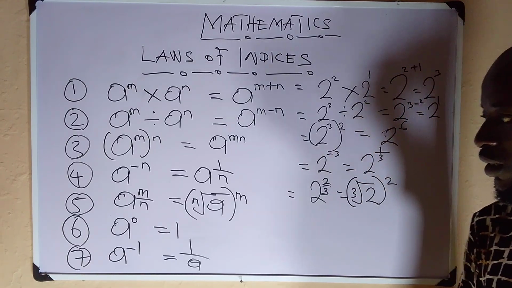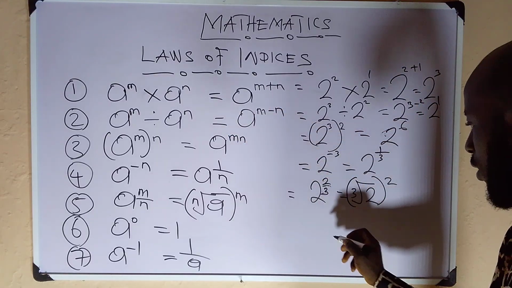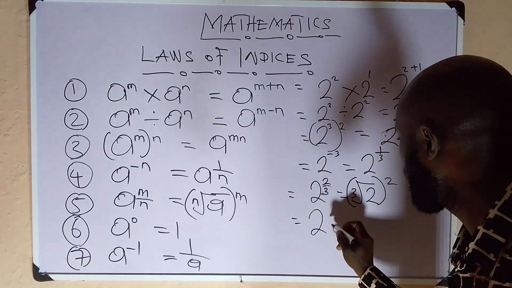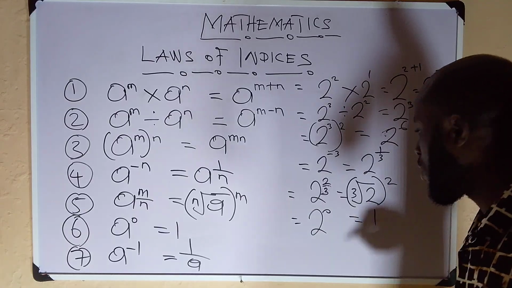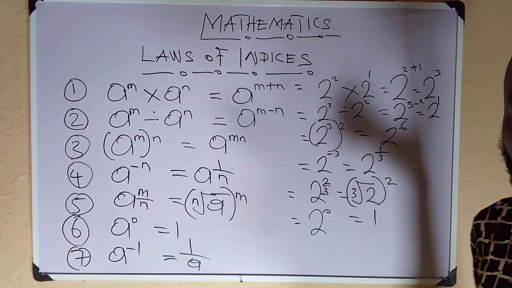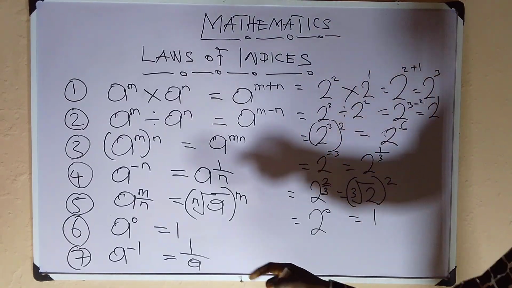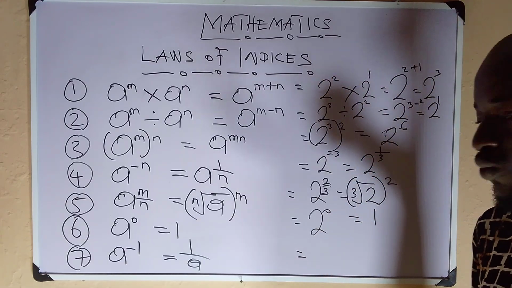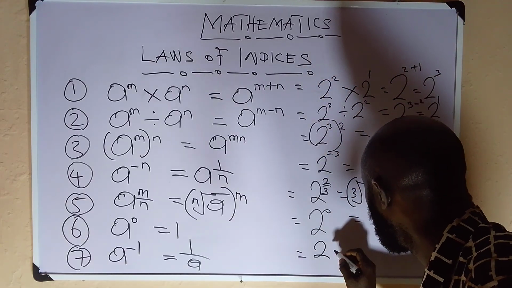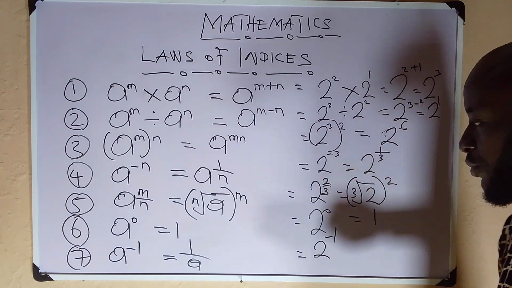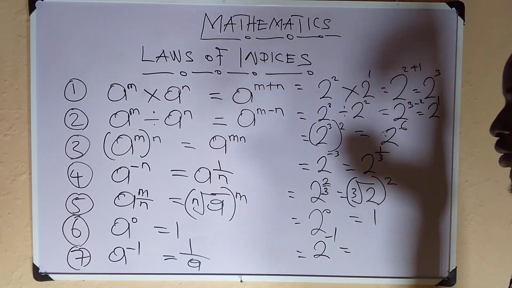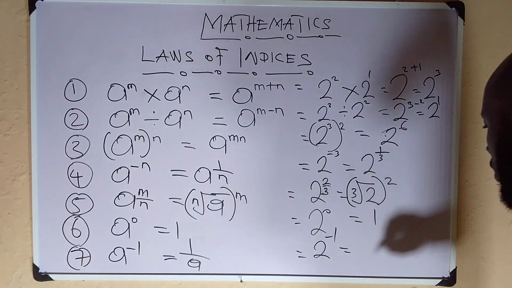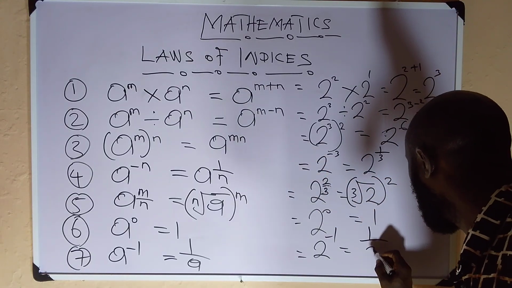Then the sixth one: any number raised to the power of 0 is 1. Of course, 2 raised to the power of 0 equals 1. 300 raised to the power of 0 is equivalent to 1. Then the seventh one, we have a raised to the power of minus 1. So 2 raised to the power of minus 1 is the same thing as 1 over 2.